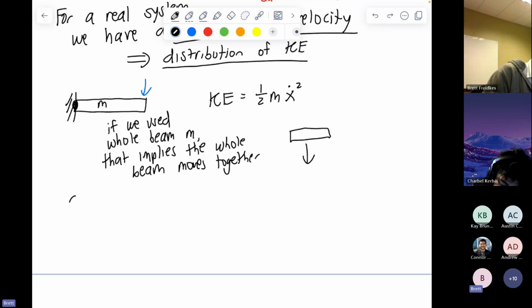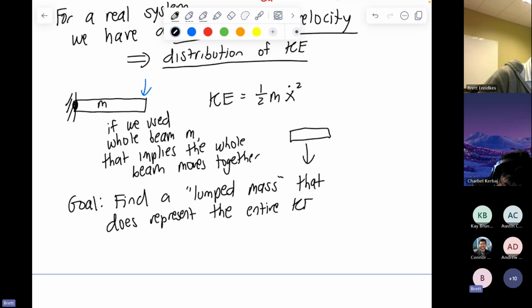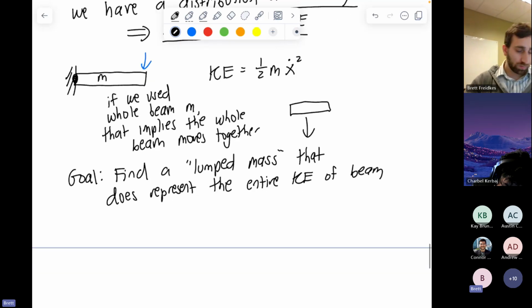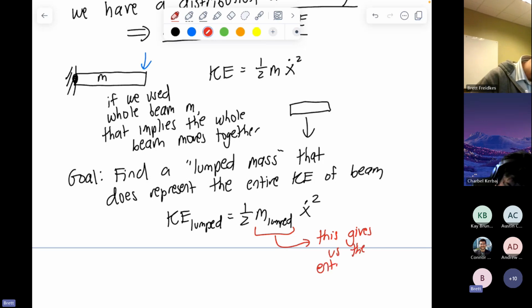So what we'll do, our goal is to find a lumped mass that does represent the entire kinetic energy of the beam. So I'm going to basically write that we have some kinetic energy and it's lumped. And I'll say that's 1/2 m lumped times some velocity. We'll talk more about what that velocity is. But by doing it like this, this gives us the model for the beam.